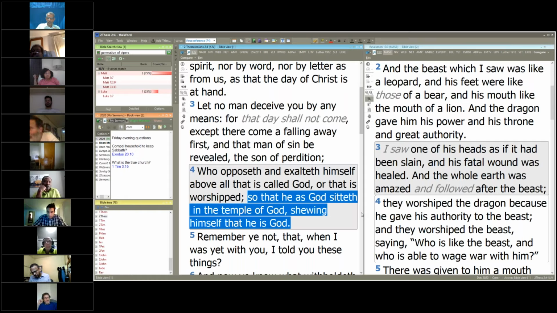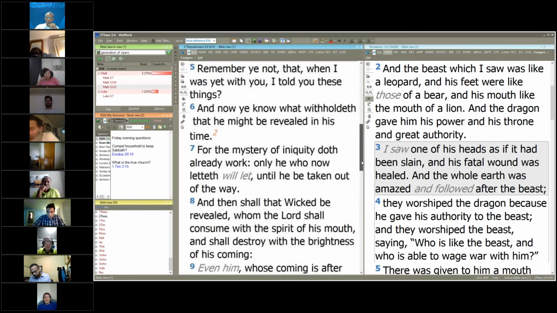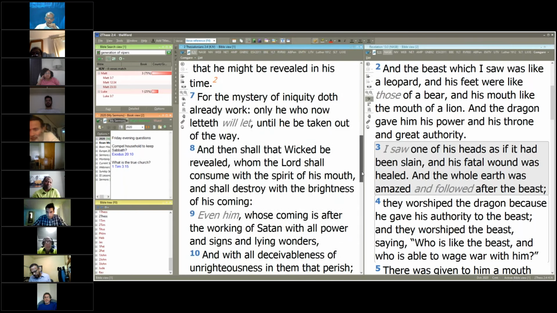Yeah, but when we continue the reading, he says that the Lord will destroy him at his coming. I agree. I don't think the Pope is going to survive the coming of the Lord.